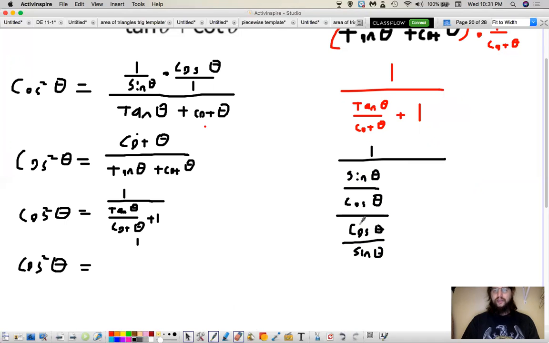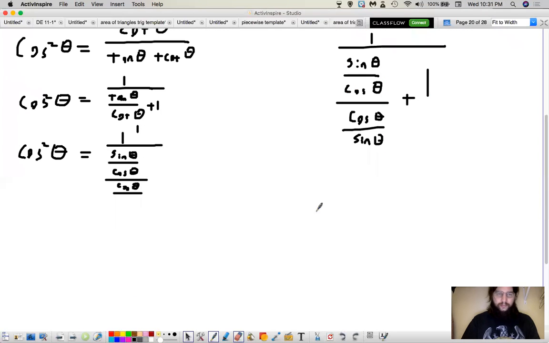Tangent is sine over cosine. Cotangent is cosine over sine. How do we divide? Yeah, we got a fraction and a fraction and a fraction. It happens. Okay, I'm going to write that out. I should just not have done this, but whatever. You can skip it.